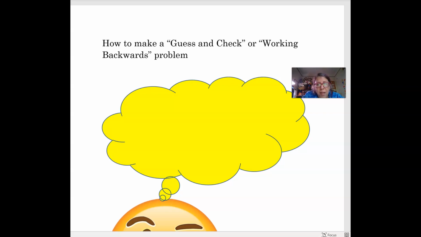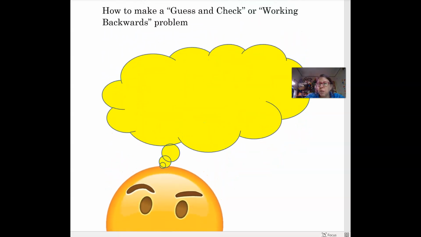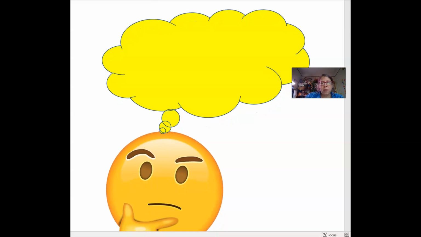Hi, everybody. Here we're going to talk about how to make your own guess and check or working backwards problems so that you can share it with one of your classmates who will then have to try to solve it. The idea of these kinds of problems is that you're supposed to be thinking of a number that your classmate is going to guess.